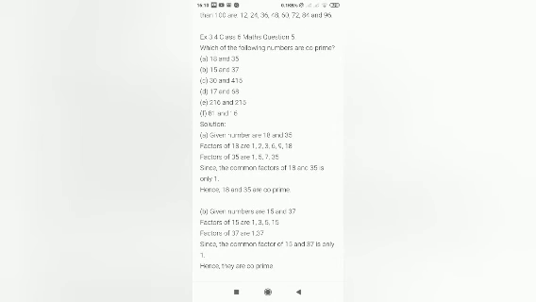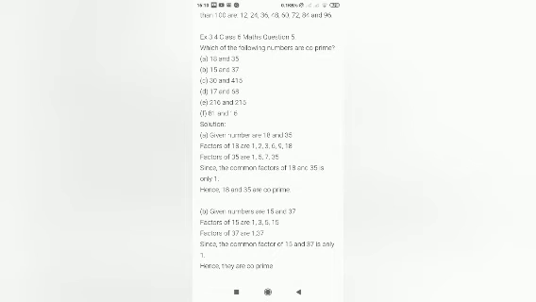Next question is to find out which are the co-prime numbers. Co-prime numbers मतलब ऐसे numbers जिनके factors हम निकालें तो only one is a common factor, जिनके common factor सिर्फ एक number होता है, that is 1. So we call them co-prime numbers.